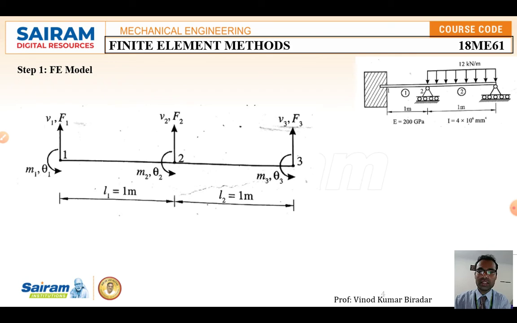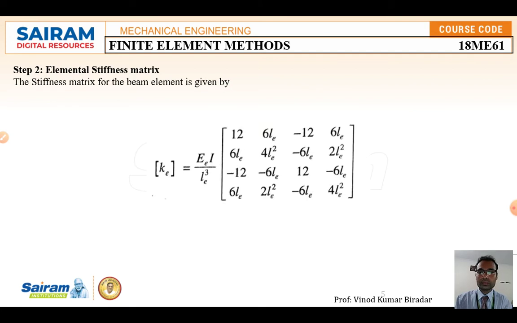Okay, so the length of the first element is given as 1 meter, and the length of element 2 is also given as 1 meter. Since the length is the same for both, you are going to get a common EI by L cube only. After calculating that, you have to write the element stiffness matrix, that is the second step.